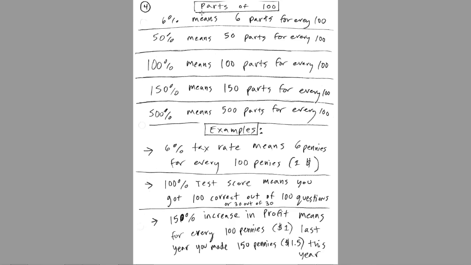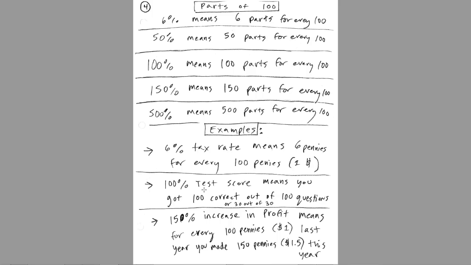Next page, parts of 100. That's what you got to think when you see a percentage. 6% means 6 parts for every 100. 50% means 50 parts for every 100. 100% means 100 parts for every 100. 150% means 150 parts for every 100. 500% means 500 parts for every 100. Examples, 6% tax rate means 6 pennies for every 100 pennies or $1.